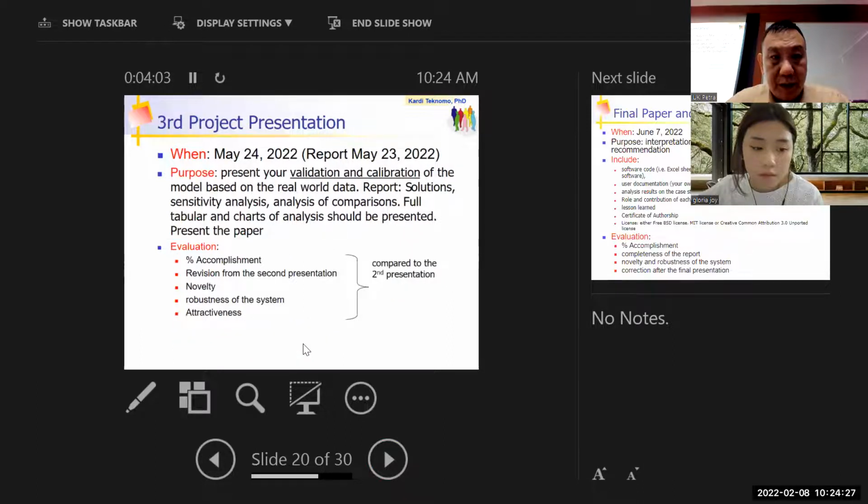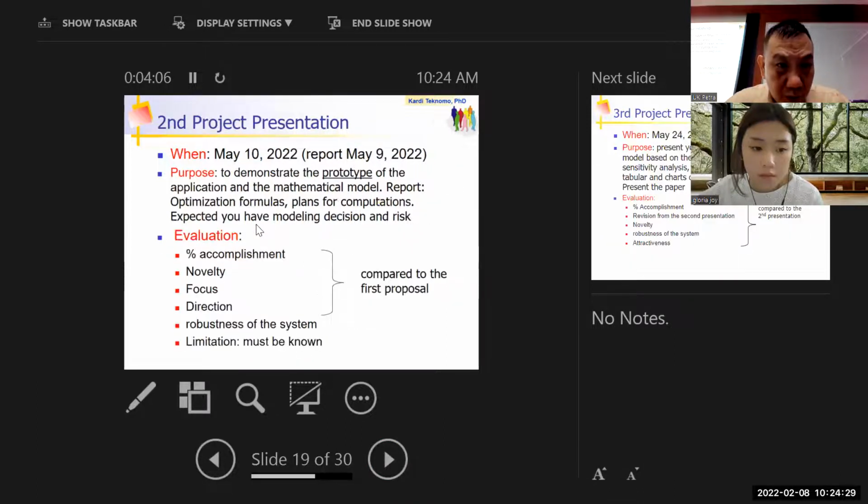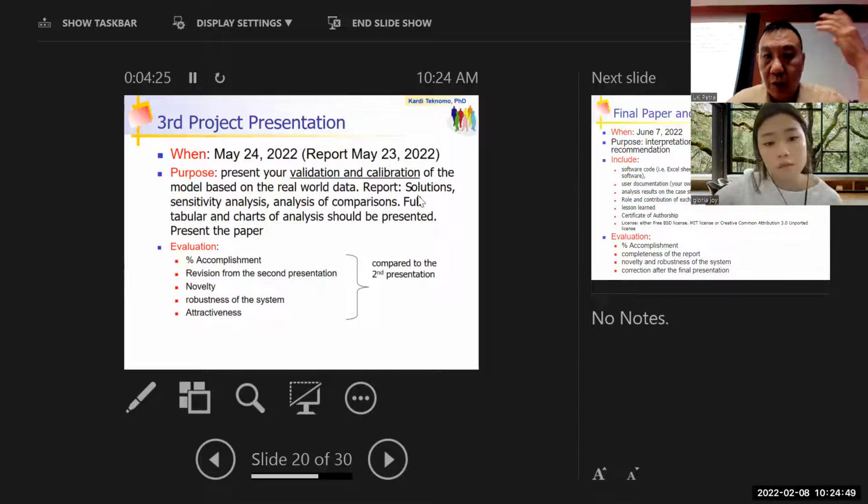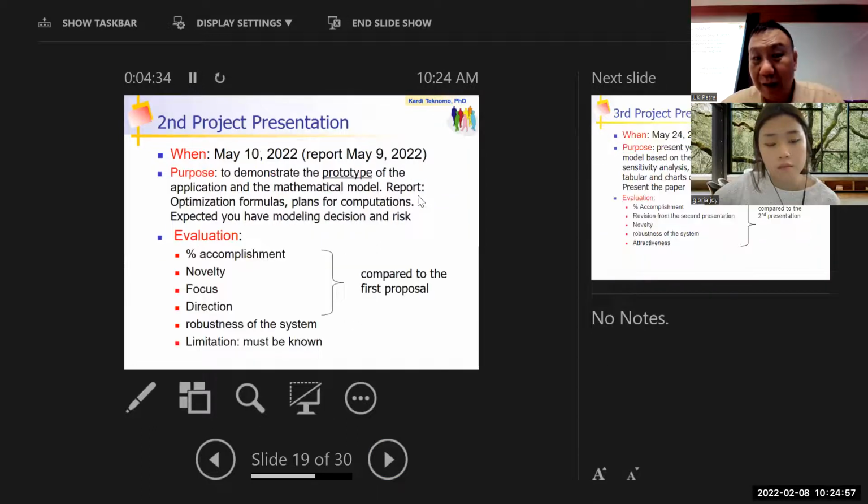The third project presentation is on May 24, so very close to the second. Okay, at this point, you already validate and calibrate. That means you already do the computation. Okay, so in the report, I hope you can show the solution and the sensitivity analysis. You may ask, how about if you do all of this in the second project instead of the third? Then it's fine.